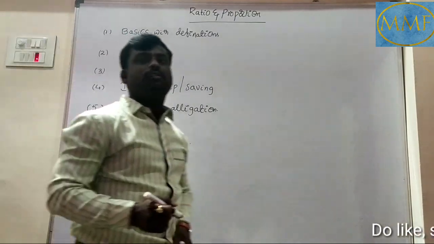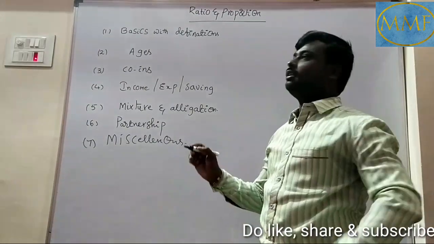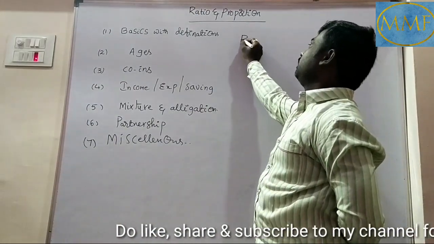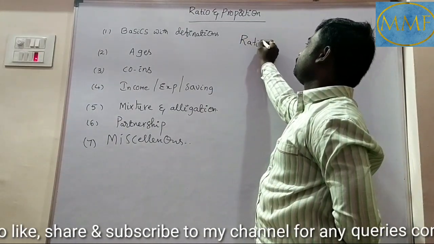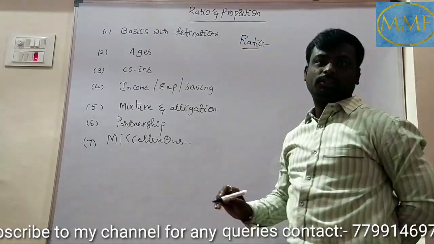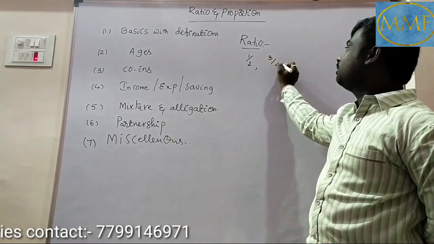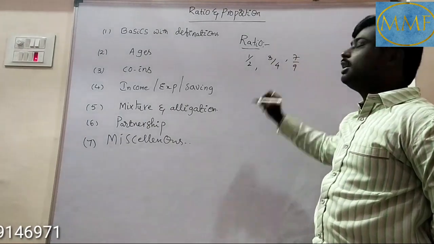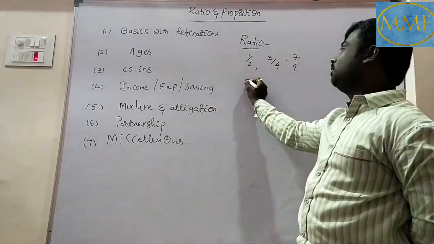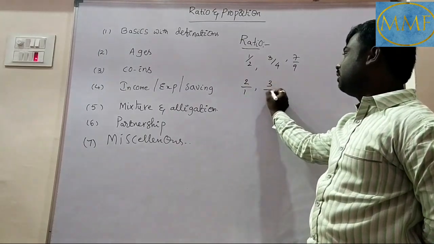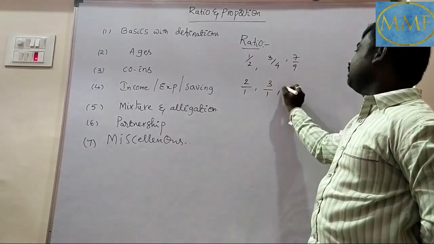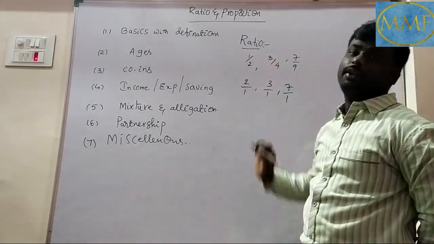What is the definition of a ratio? What is a ratio? 1/2 is a ratio. 3/4 is a ratio. 7/9 is a ratio. Right? 2/1 is a ratio. Or 3 is a ratio. 7 is a ratio. All these are ratios.